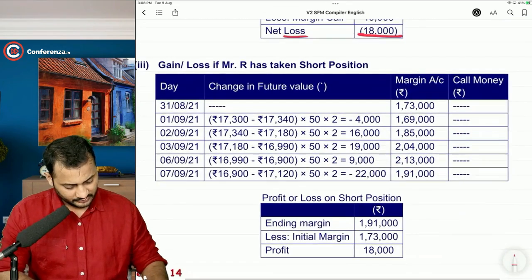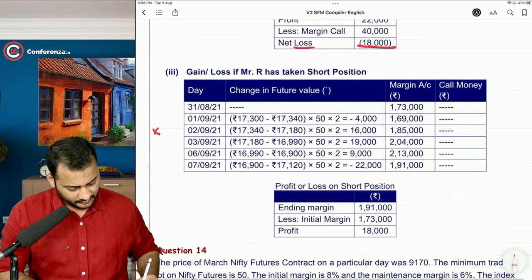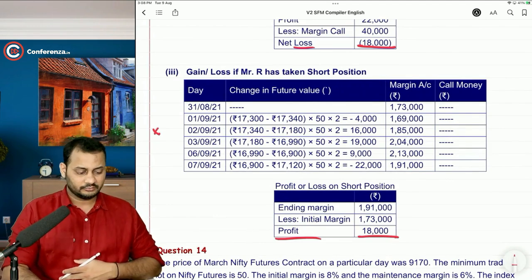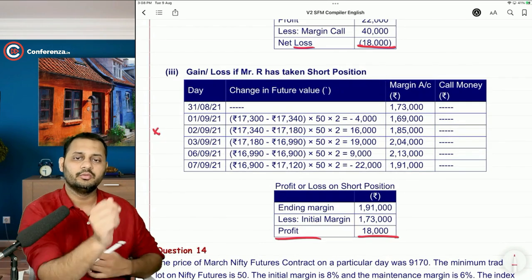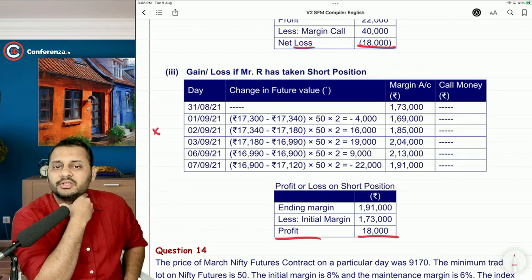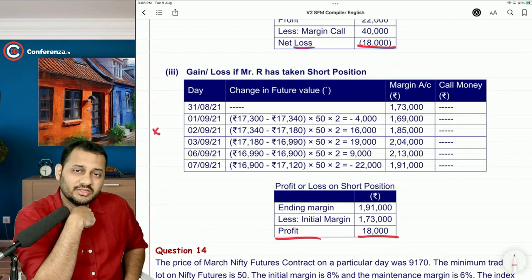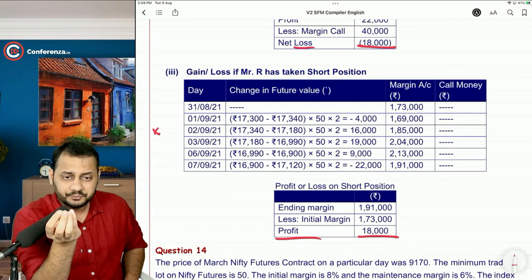18,000 net loss. This is not required. 18,000 profit. Obviously, there is no call money to Mr. R. Why is there no call money to Mr. R? It's very simple, sir.